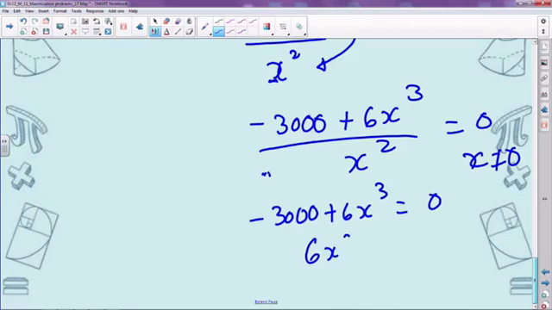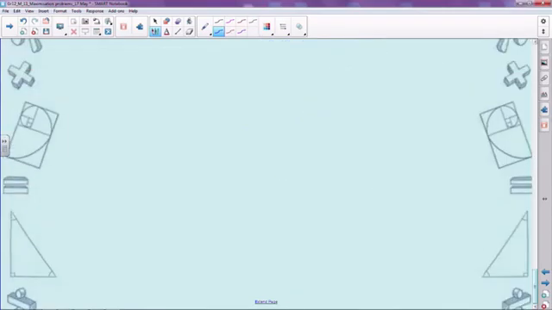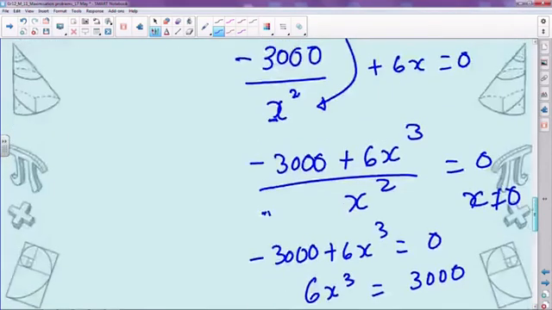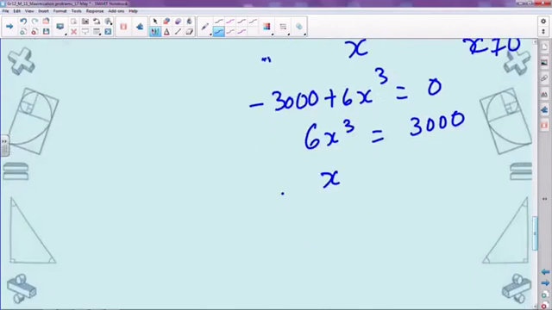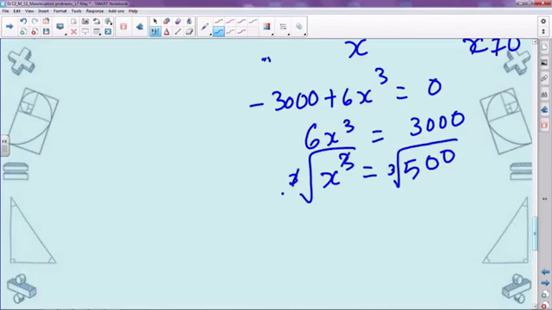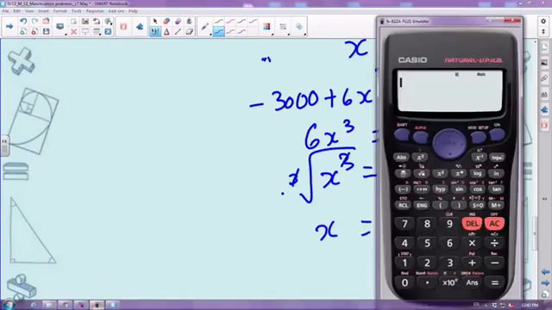So 6x cubed is equal to 3,000. And then we divide both sides by 6. So we'll get x cubed is equal to 3,000 divided by 6, which is 500, and then we're going to take the cube root on both sides to just get x by itself. So I'll get x is equal to the cube root of 500, and you're going to need your calculator for that, and we'll get a decimal value here.